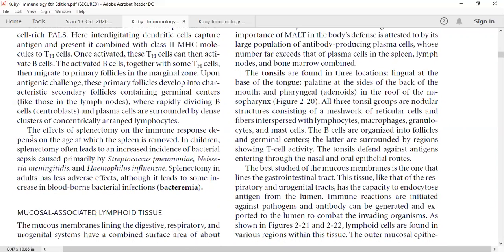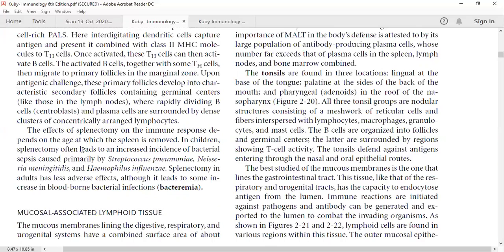There is a problem. If you remove the spleen from an adult or from a child, it will lead to different consequences. So, the effect of splenectomy. What is splenectomy? To remove the spleen. The immune responses depend on the age at which the spleen is removed. If you remove the spleen at a specific age, the symptoms which develop are different.